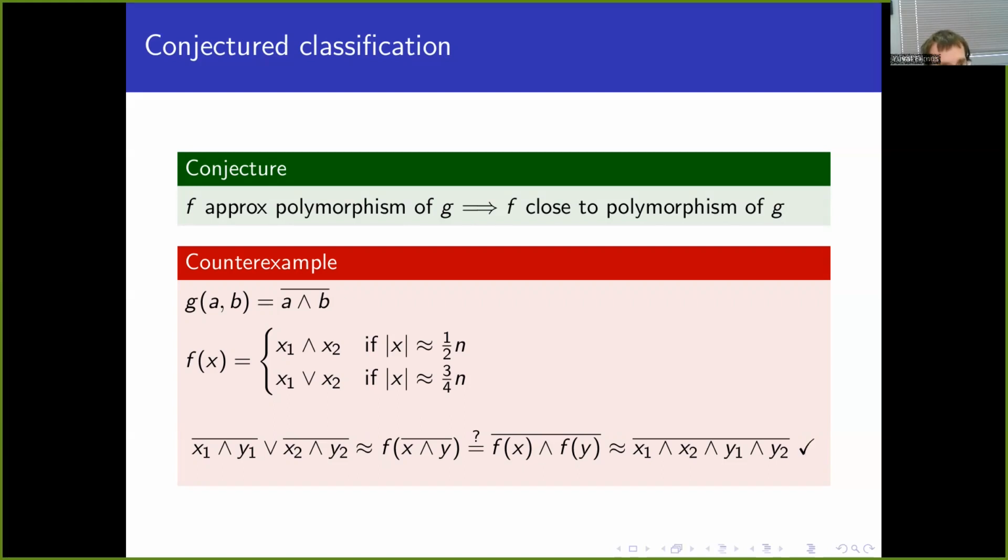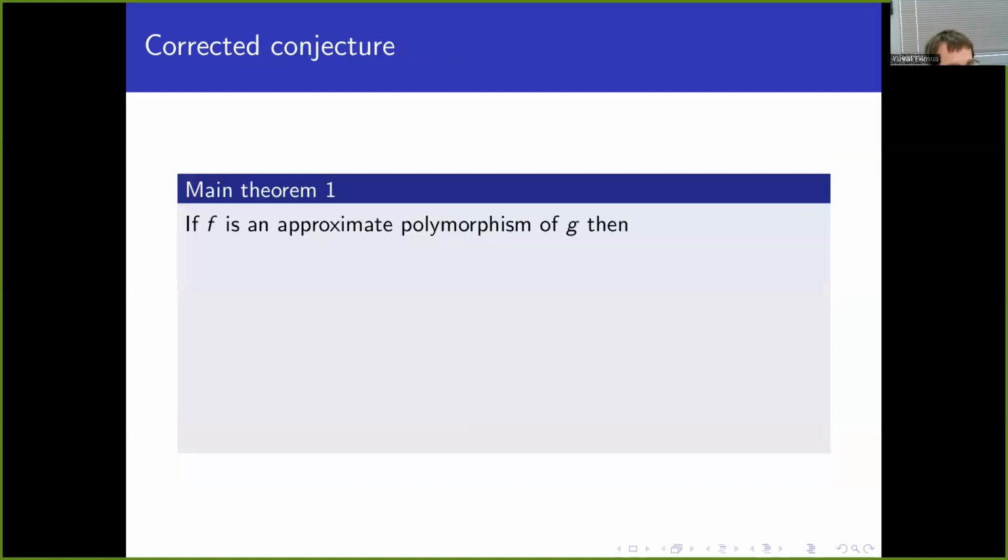Okay, so indeed, f is an approximate polymorphism of g. And according to the classification that we've seen above, actually there are no non-trivial exact polymorphisms of g. So this f is not close to an exact polymorphism of the NAND function. Okay, so this conjecture is a bit too naive, but we can correct it.